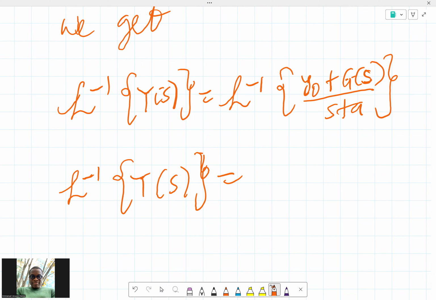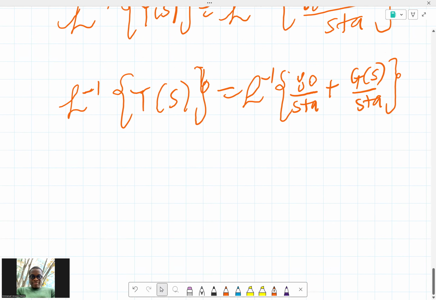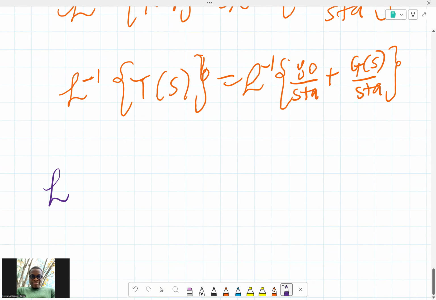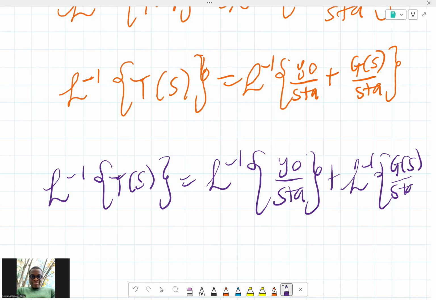And here now, we can split this into two. This is the Laplace inverse of y naught all over s plus a on one side, then g of s all over s plus a on the other side. And then we have the Laplace inverse of y of s equals the Laplace inverse of y naught all over s plus a plus the Laplace inverse of g of s all over s plus a.